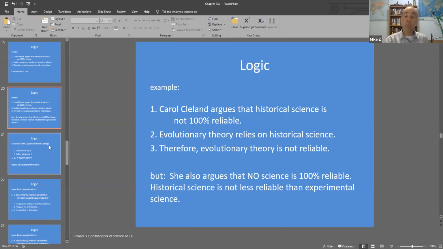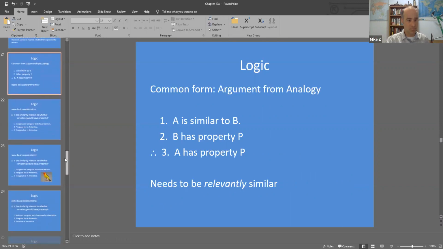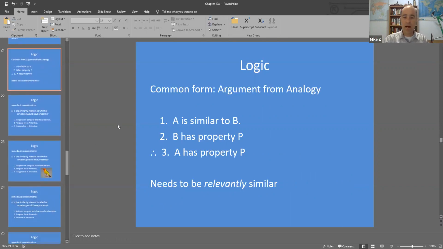Okay, moving on to another argument form then. Argument from analogy. This one has this basic form, right? A, whatever A is, is similar to B. B has property P, so therefore A has property P.